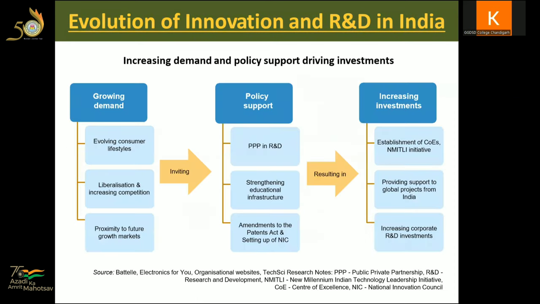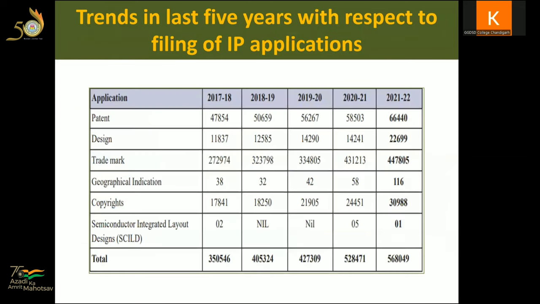Look at this. As far as the Indian market is concerned, there are a number of things which were happening. The demand was increasing from the market. There was policy support, which was also increasing. And all these have resulted in an increase in investment. Now, when the demand is increasing, policy support is there, and investments are increasing, you will see the growth will automatically take place from one level to another level.